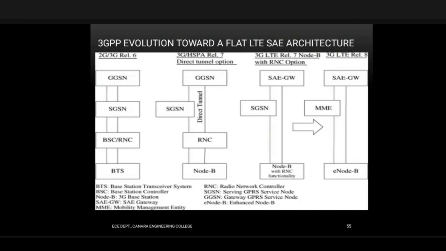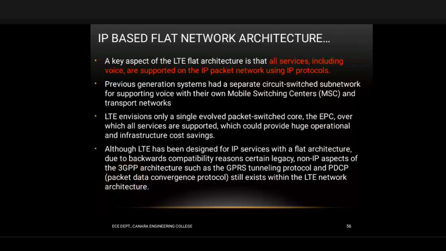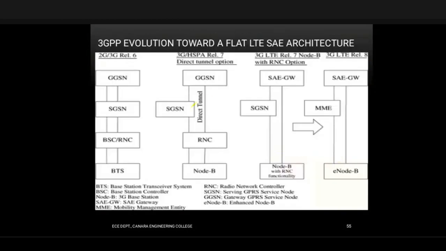Now, in HSPA, high speed packet access, release 7, there is a direct tunnel option. So this GGSN straight away connected to RNC, bypassing the SGSN using the direct tunnel option, and that connected to node B. Node B is the terminology we used in 3G networks, and BTS was for 2G. Okay. Now here there's a one node reduction.